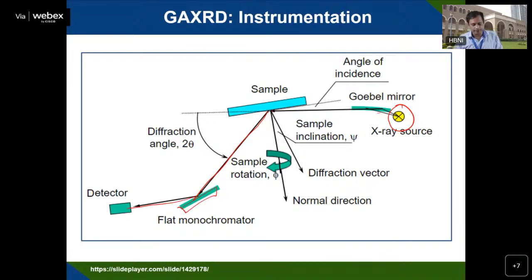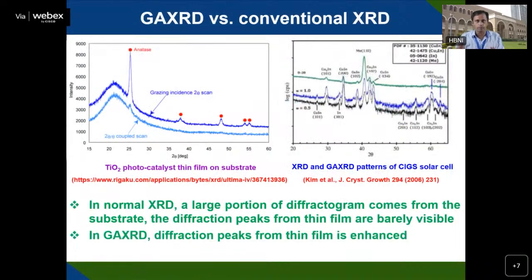So finally the detector will detect that and analyze it, and we will get a pattern. Mainly, the instrumentation part is similar to that of normal XRD. You can see here the difference between a conventional XRD pattern and a grazing angle XRD pattern.